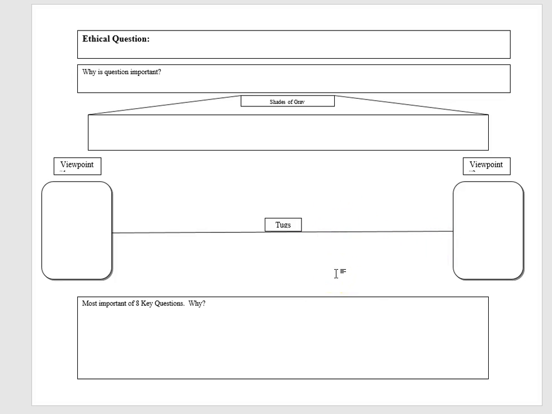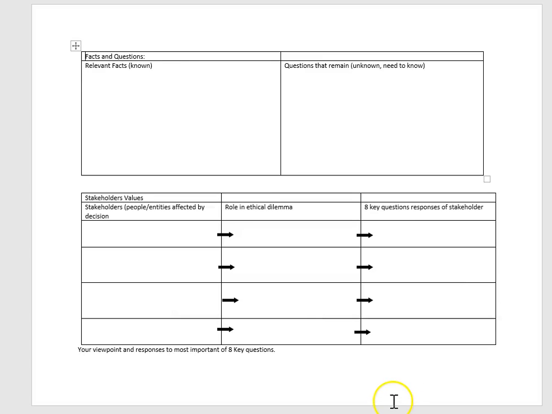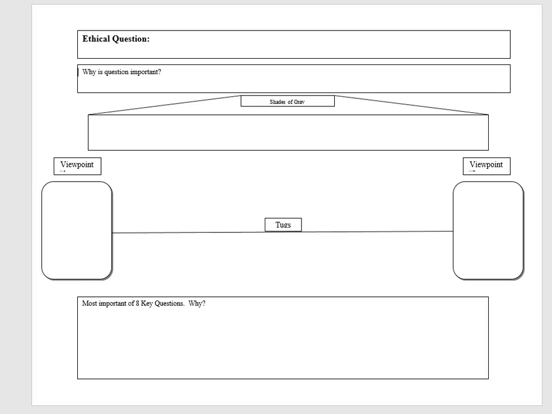Okay. You also need to think not only about facts, but you need to think about your answers to the 8 key questions. One of those questions may be very key to you, very, very important, and the answer to that question may pull you to one side or the other, so you can kind of scribble that in here. Okay. Also, the stakeholders may have a big influence on you. So if there's a stakeholder here and that really influences you and it has a strong impact on your viewpoint, then you can put that wherever it fits.